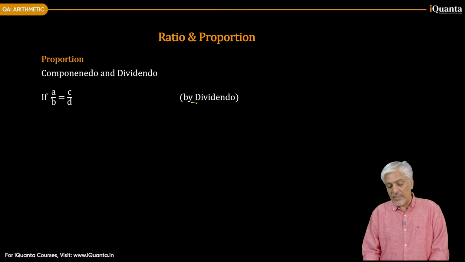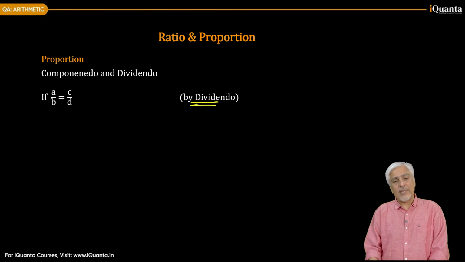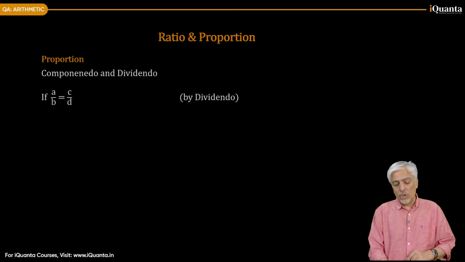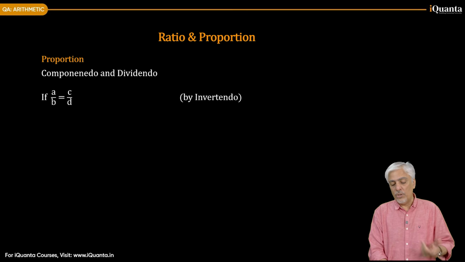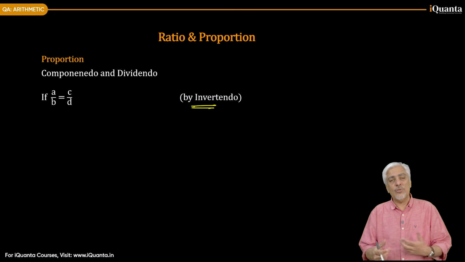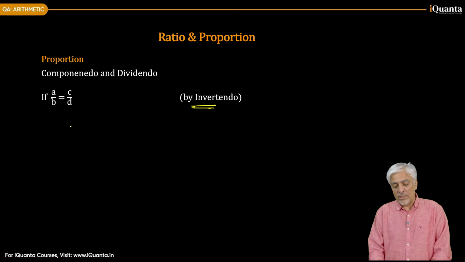Same thing if you're doing only dividendo. What happens with dividendo? You will subtract. So you will get A minus B upon B is equal to C minus D upon D. And that is dividendo. That is application of dividendo. There are some other terms also which you might need to know, depending on your usage. What is invertendo? Invertendo is just inverting the ratios. This is not really very important, because if A upon B is C upon D, we should easily understand B upon A is equal to D upon C.